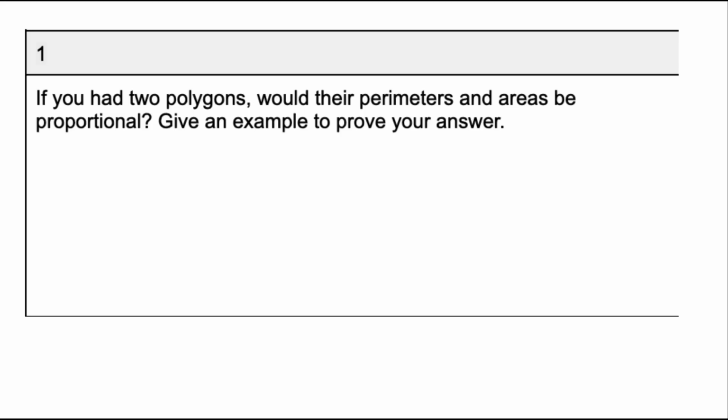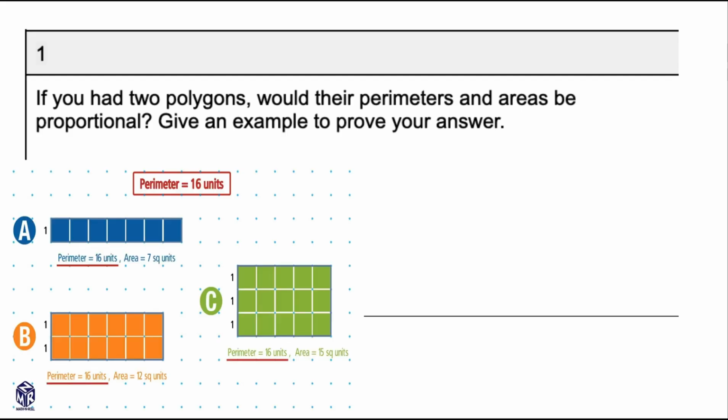So, if you had two polygons, would their perimeters and areas be proportional? Give an example to prove your answer. So, if you had two polygons, would the greater perimeter always also have the greater area? Or vice versa? Well, let's look at some examples.